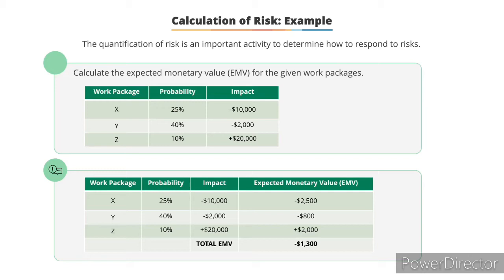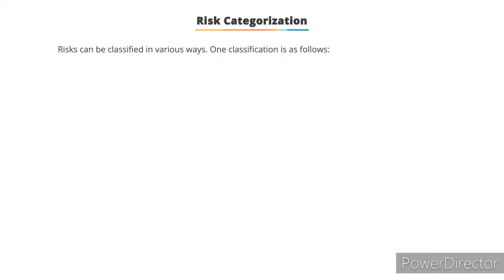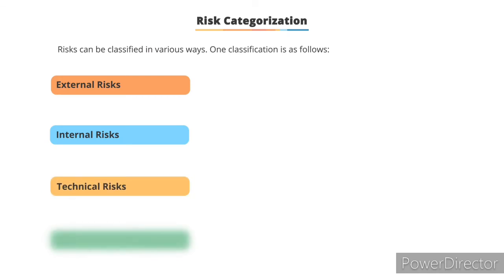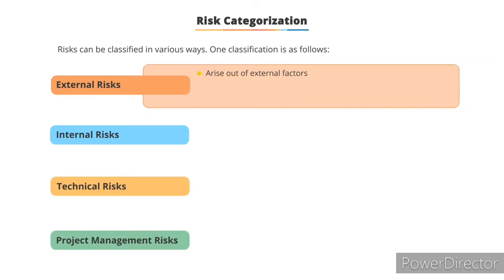Okay, in the next screen, let's learn more about risk categorization. Risks can be categorized in various ways. One such categorization is external, internal, technical, or project management related risks. External risk arises out of external policies or regulations. For example, government policies that the river water cannot be used for drinking purposes may hinder your production, which is dependent on using the river water.